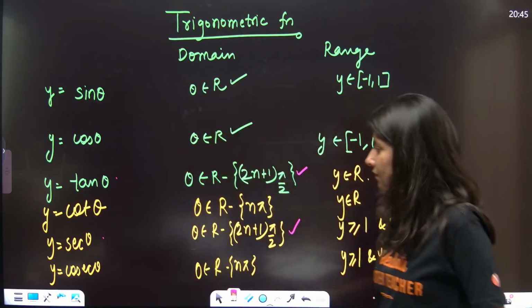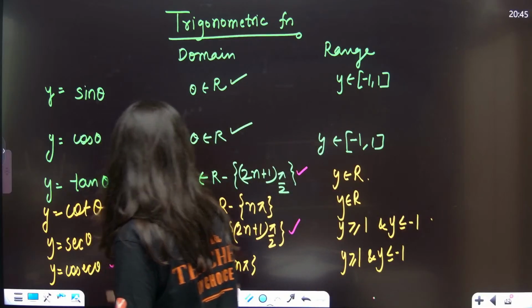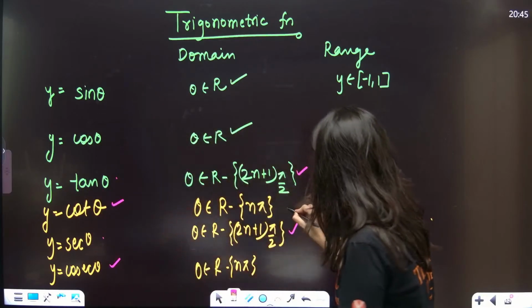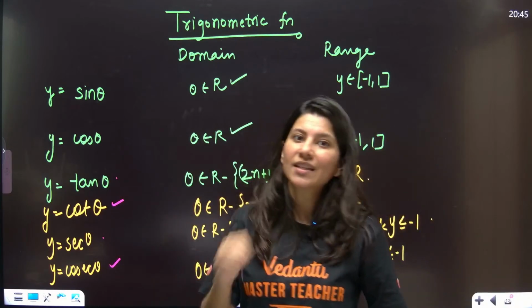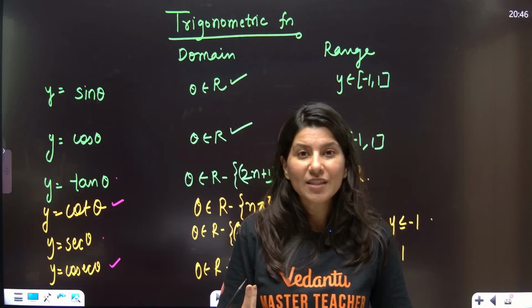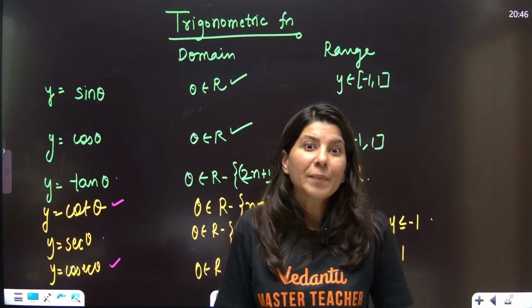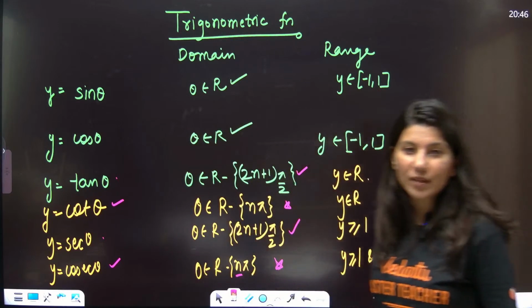Okay. Then if I talk about cot theta and cosec theta, can you see they share the same domain? Because again both are having sine theta in the denominator and sine theta cannot be 0, denominator cannot be 0. Sine theta cannot be 0 means theta cannot be n pi. So we have removed n pi from the domain.